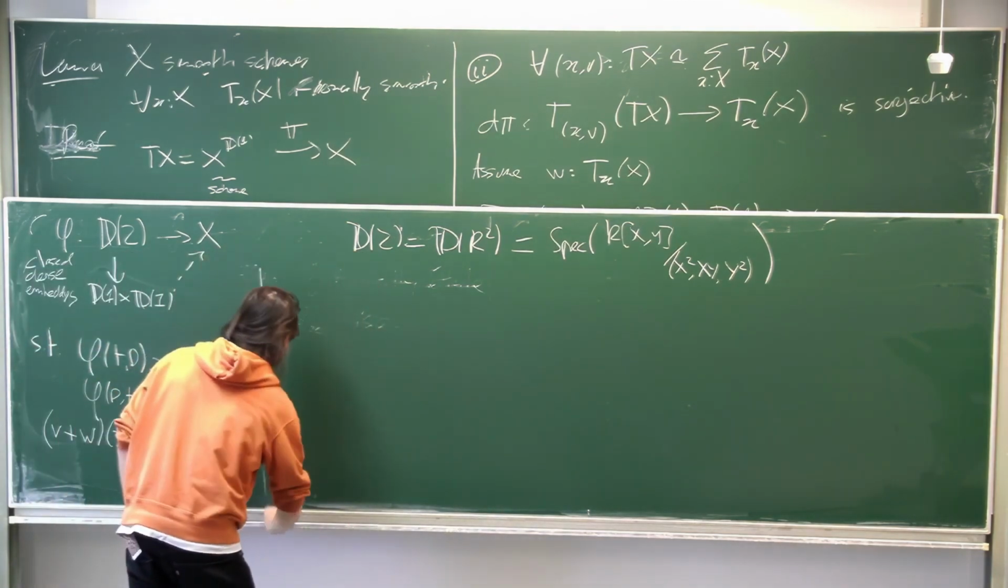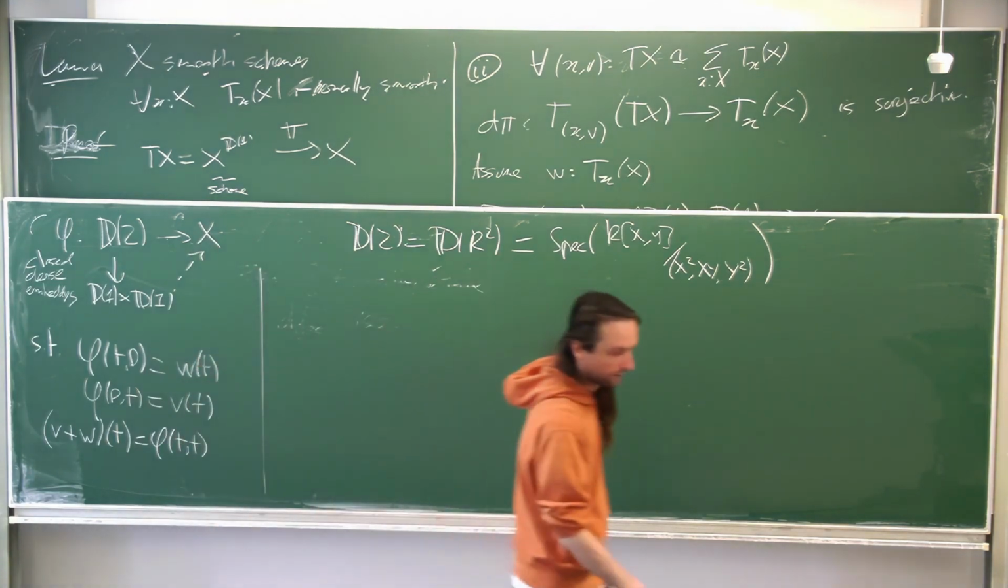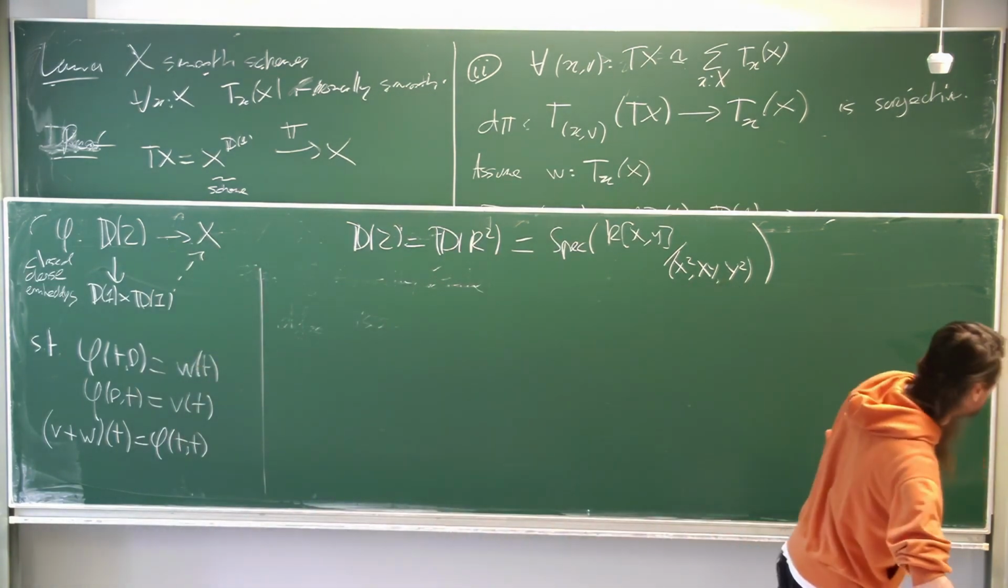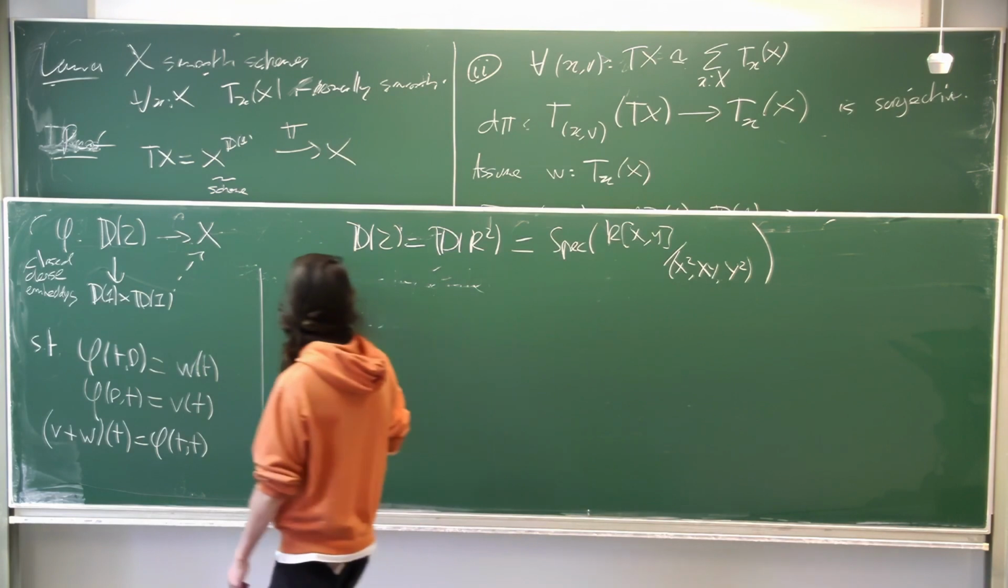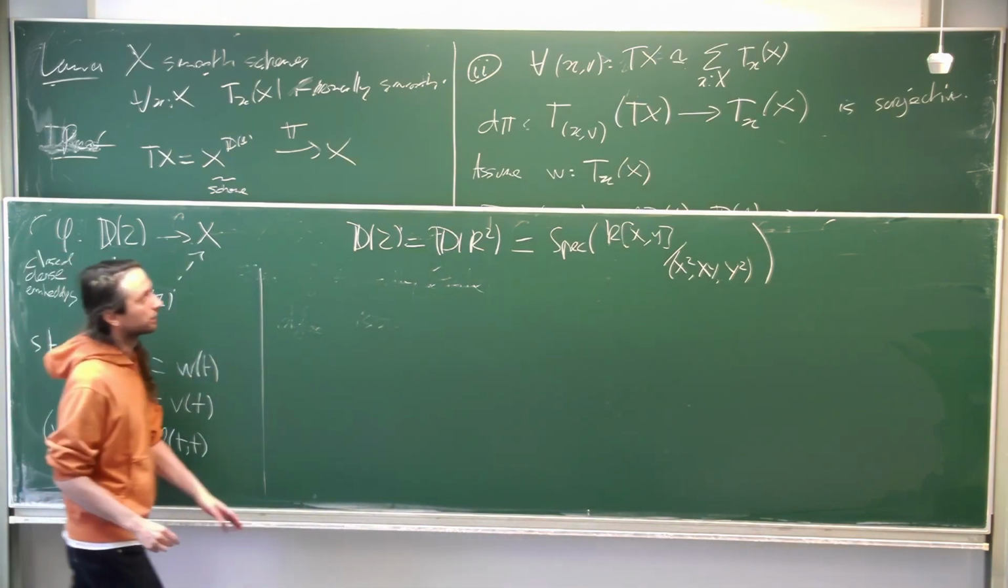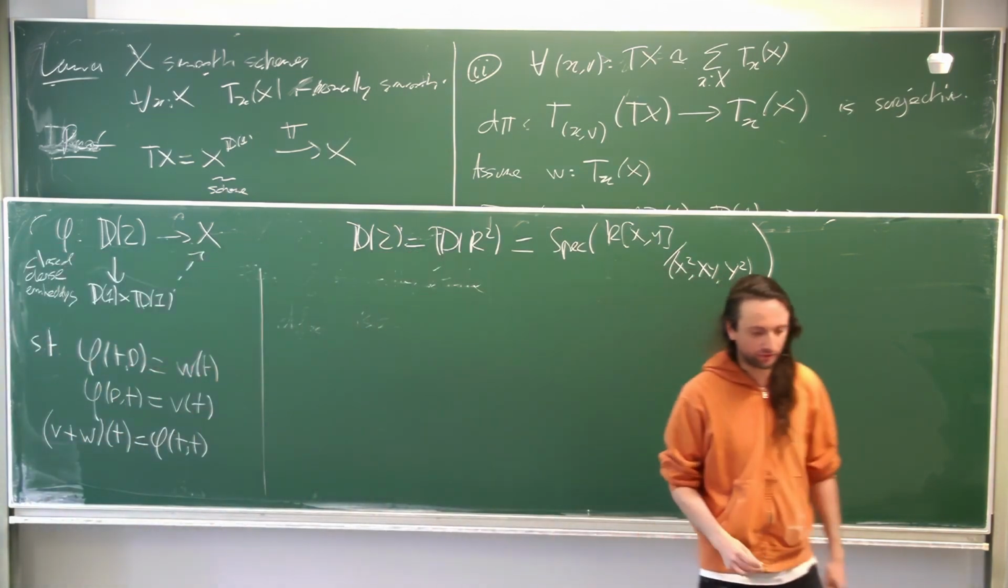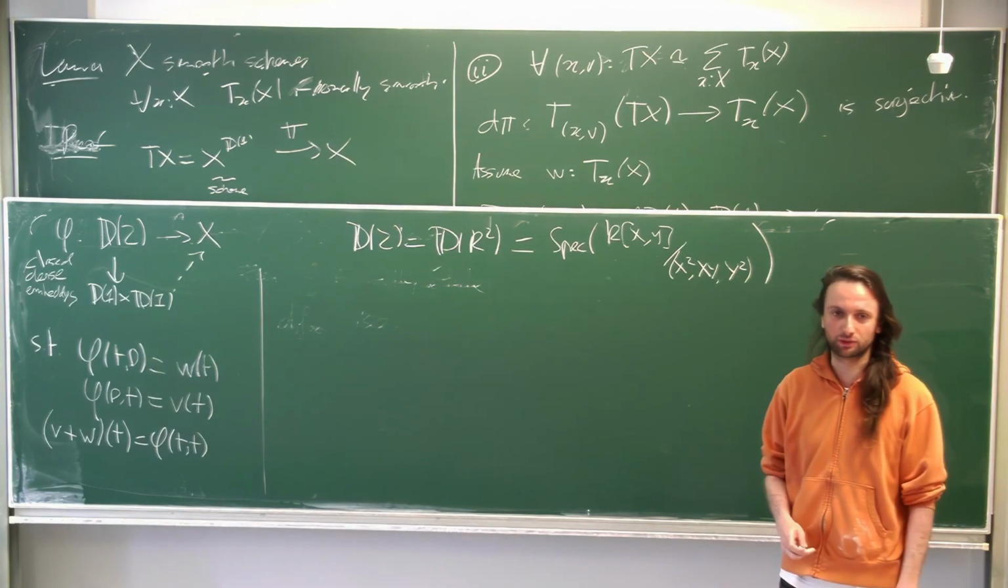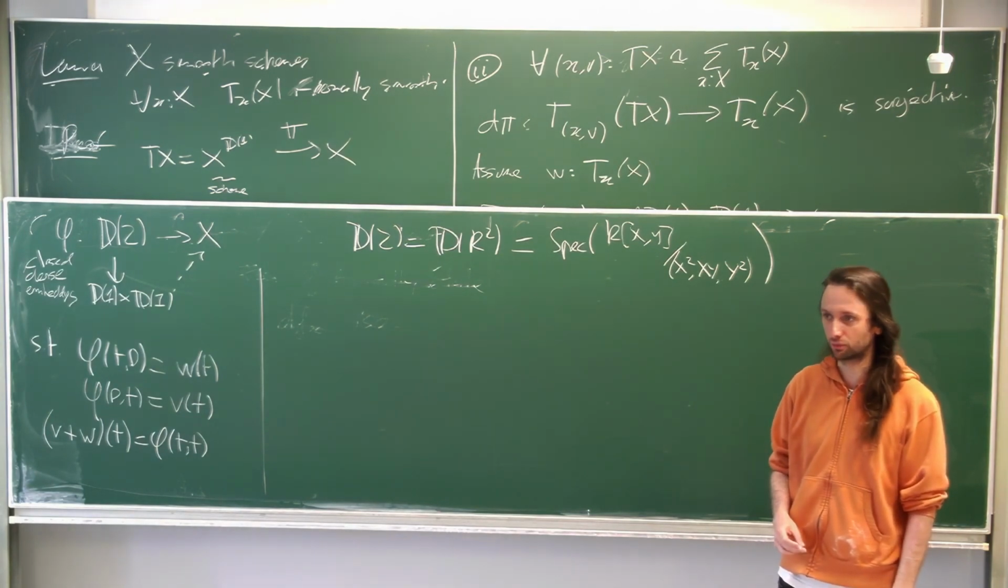So now we need to prove that a finitely co-presented module that is formally smooth is finite free.